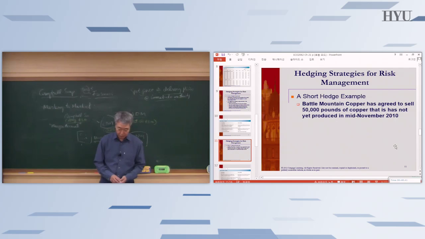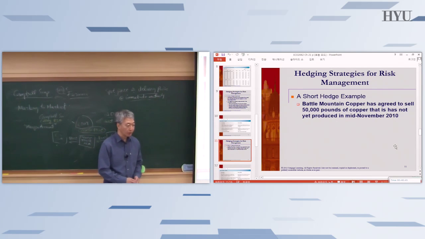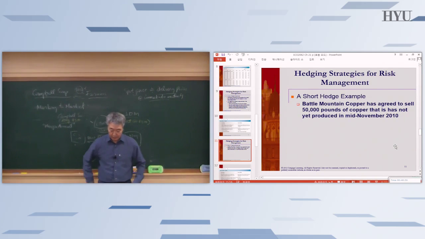How about short hedge? Short hedge means you are selling the future contract. And how can you do that, right? Here's the actual copper producer, Battle Mountain Copper. They're a copper mining company who produces copper, right? And they have agreed to sell 50,000 pounds of copper in mid-November. Well, what kind of risk do they have here?